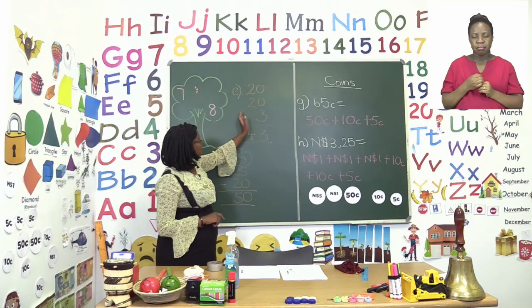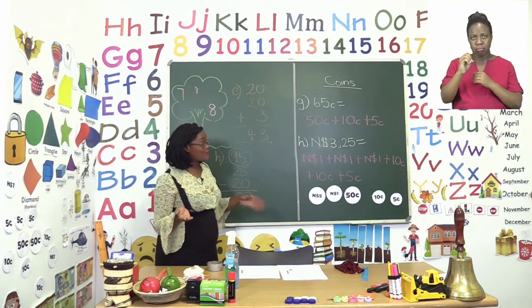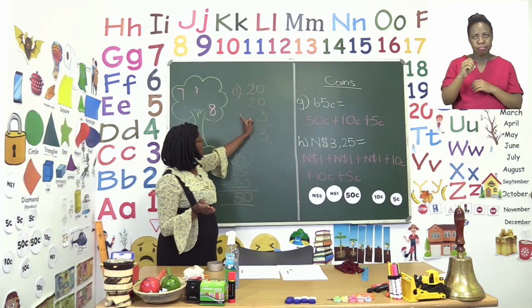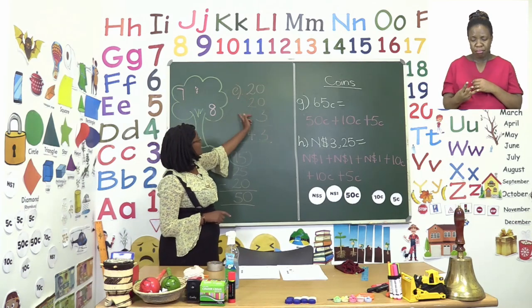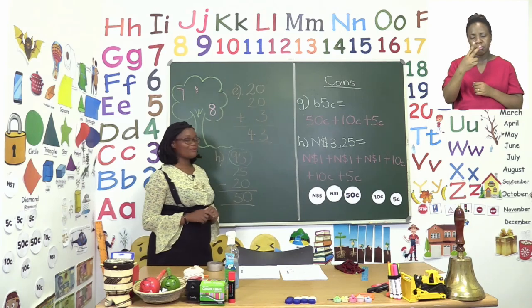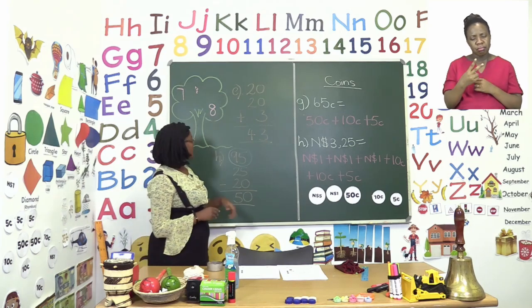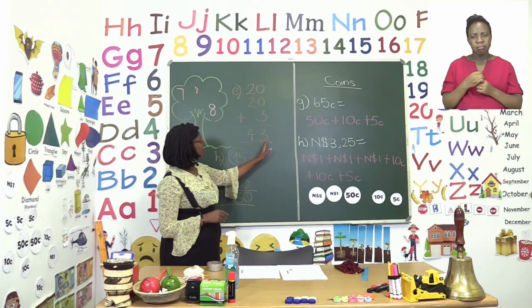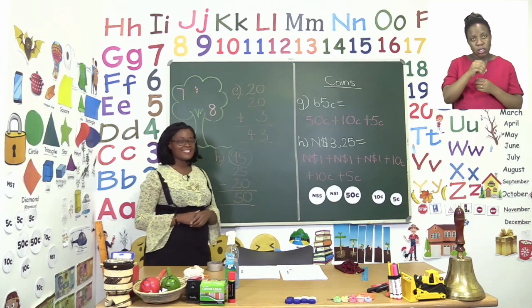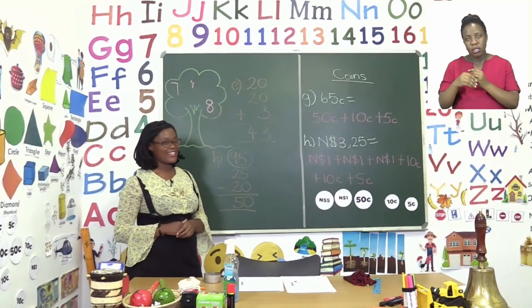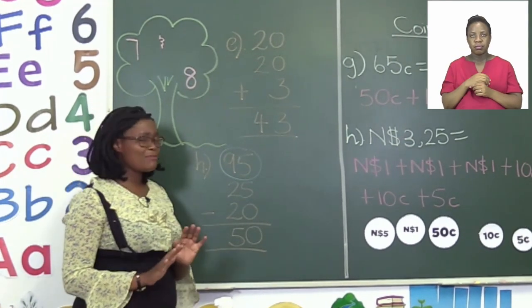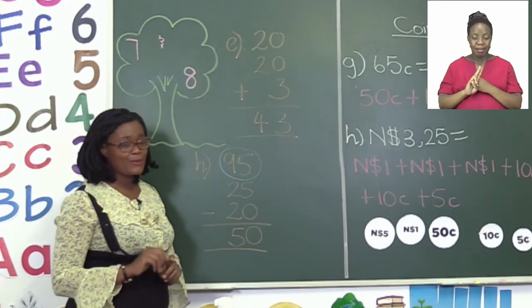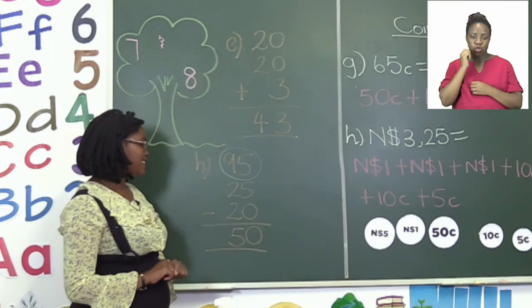0 plus 0 will definitely give us 0. And then 0 plus 3 gives us 3. 2 plus 2 gives us 4. So our final answer is 43. Well done, everyone, if you knew what you were doing. Now for the next one, which is H, it's a bit more difficult, but don't worry, I'm going to guide you through it.